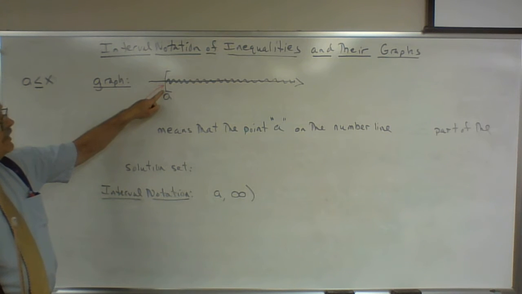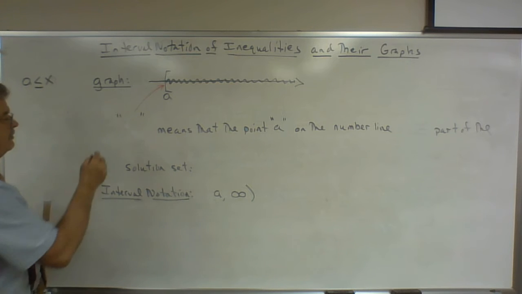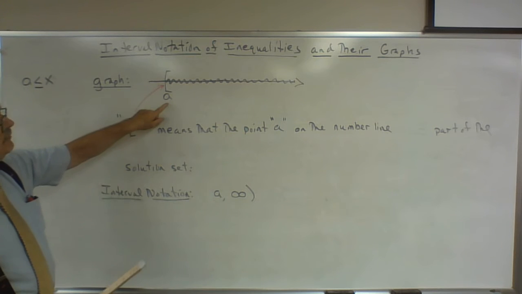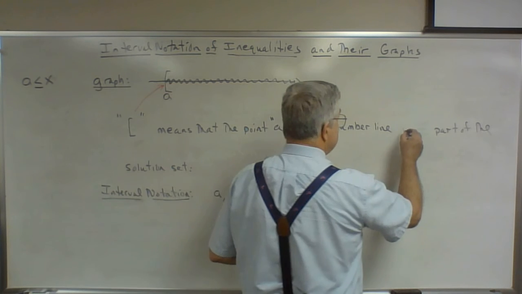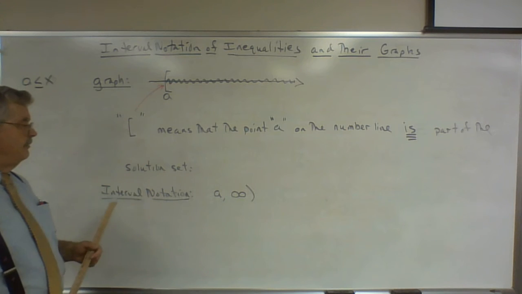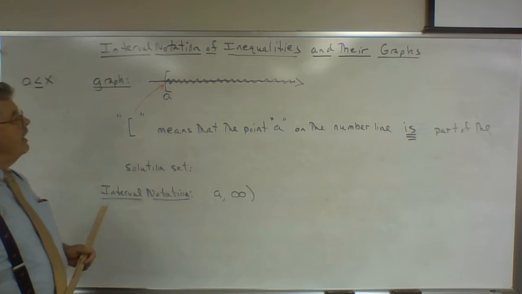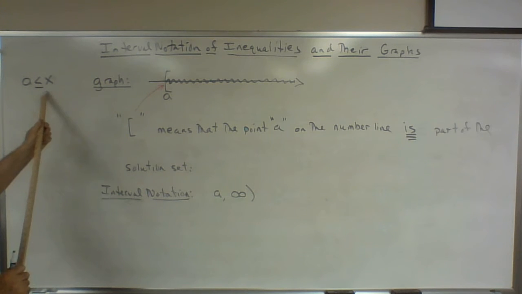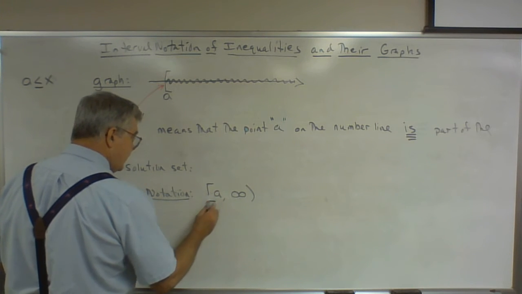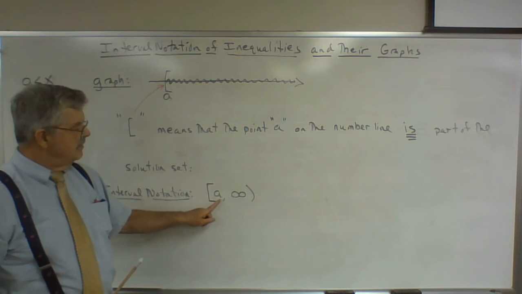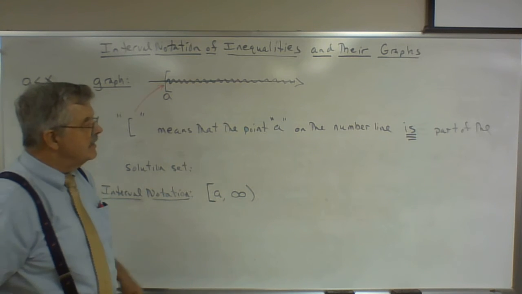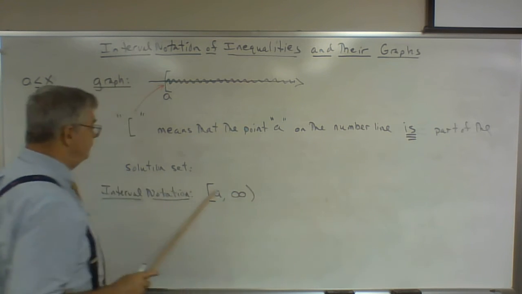We have the square brace here instead of the round parenthesis. And this square brace means that the point A on the number line is part of the solution set. And if we represent this inequality using interval notation, I put a square bracket or square brace to the left of A, and this indicates that the number A is part of the solution set.